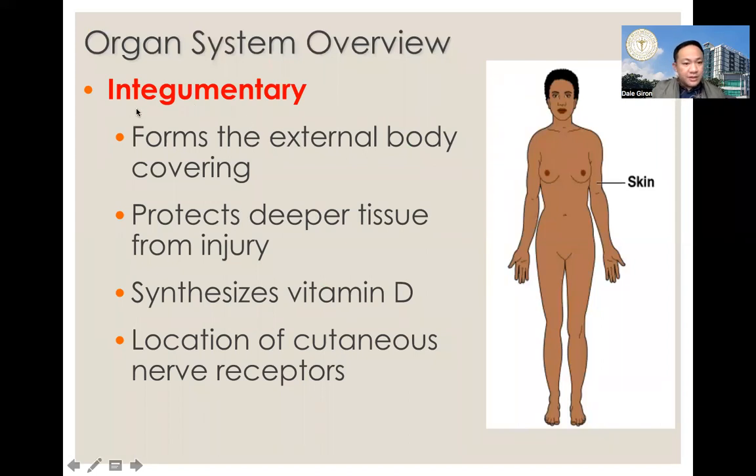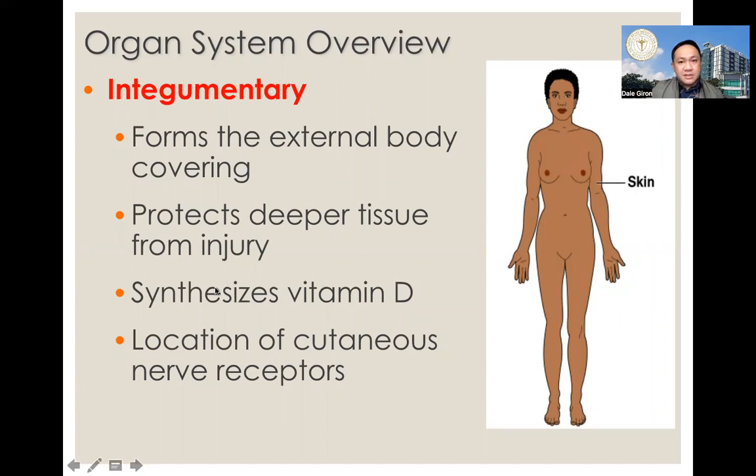When we say integument, this actually means skin. It forms the external body covering. As we all know, it protects deeper tissue from injury, especially if you have a traumatic injury. The first thing to take the hit is the skin, not the muscle or the bone itself.